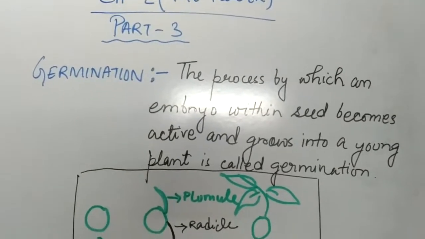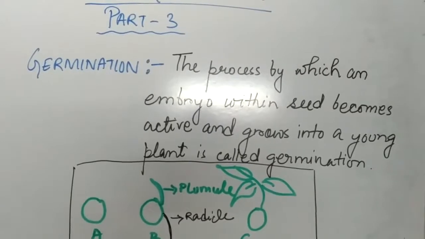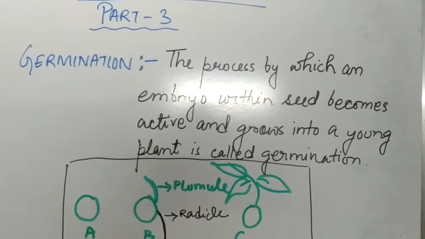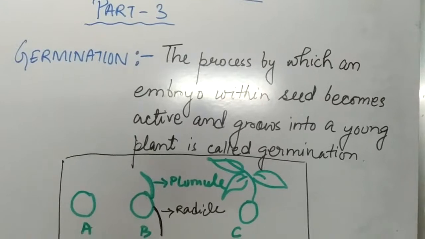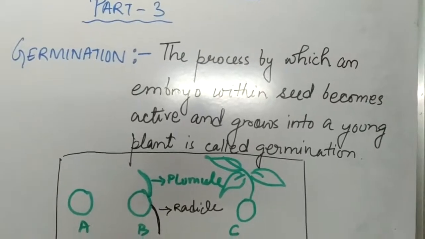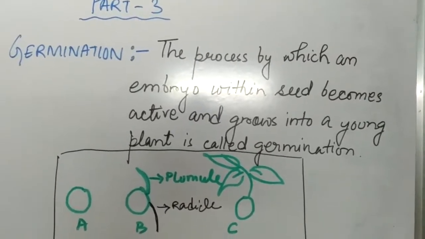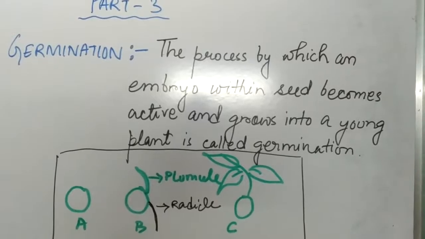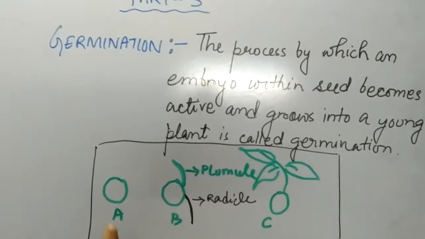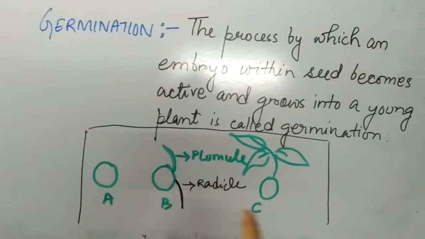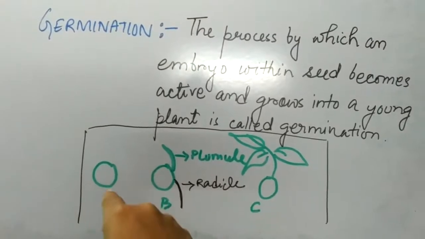Now what is germination? Germination is the process by which an embryo within a seed becomes active and grows into a young plant. You can see I have drawn a diagram over here. This is the seed.